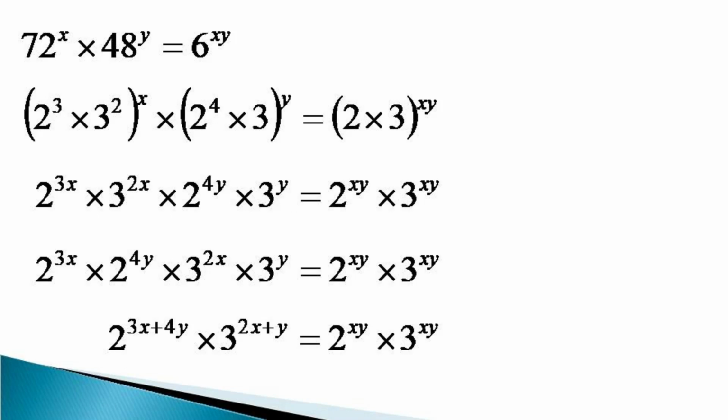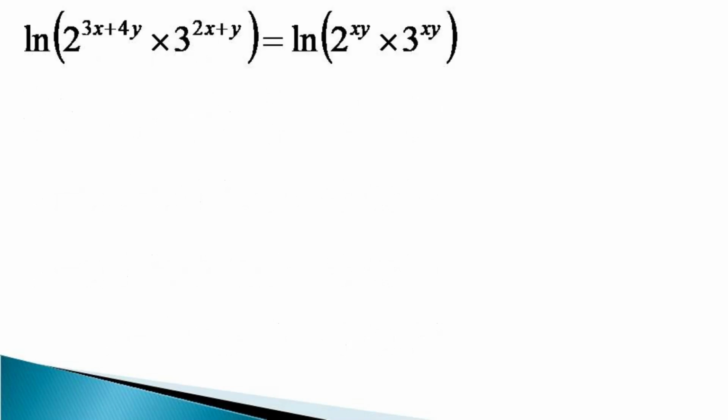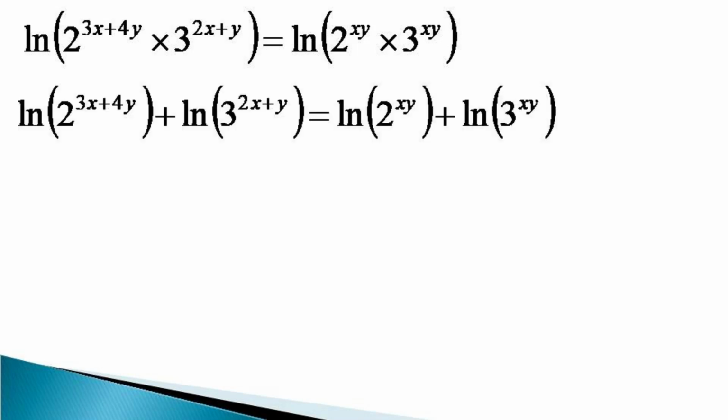To further solve this equation, we take natural log of both the sides and the equation becomes ln(2^(3x+4y) · 3^(2x+y)) equal to ln(2^(xy) · 3^(xy)). Now on both the sides we use the multiplication formula of log and the equation transforms to ln 2^(3x+4y) + ln 3^(2x+y) equal to ln 2^(xy) + ln 3^(xy).